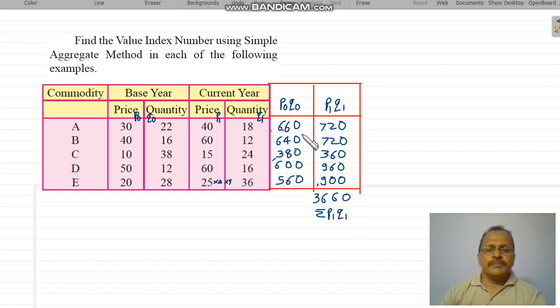Now summation P0 Q0, the unit place is 0, tens place 6 and 4 is 10 and 8 is 18 and 6 is 24, carry 2, 6 and 7 is 13, 13 and 9 is 22 and 6 is 28. It is summation P0 Q0.